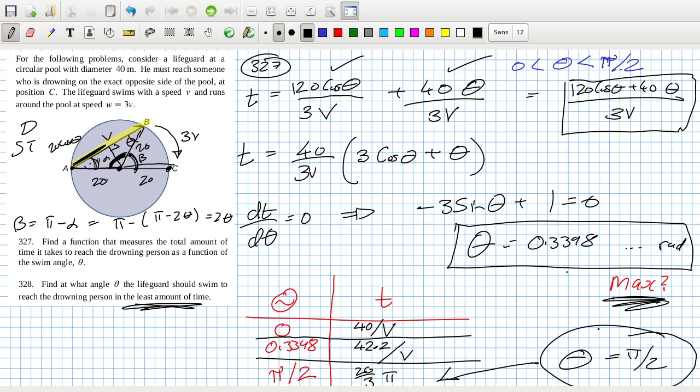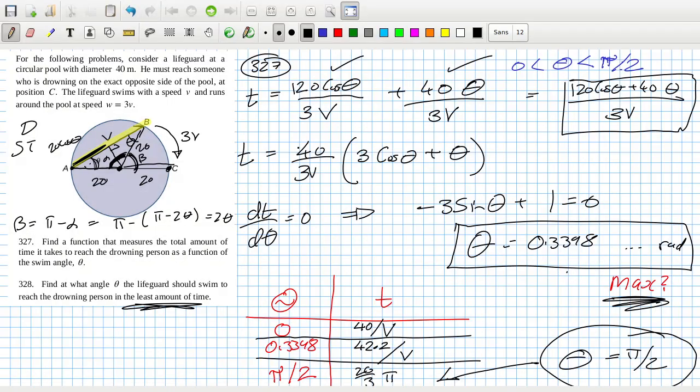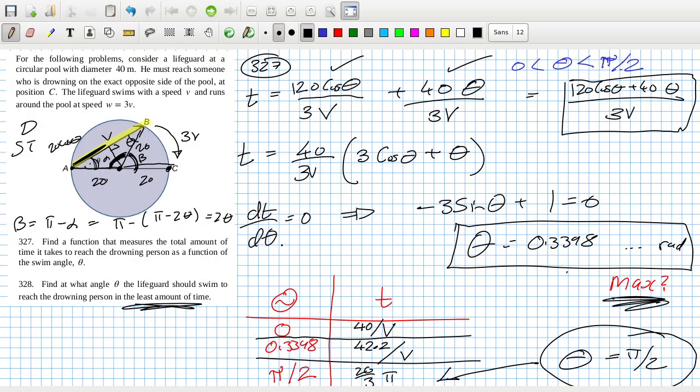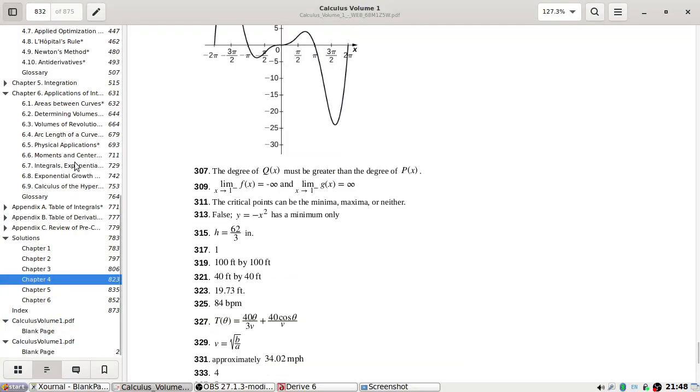Interesting question. And you can see it on the graph. When the theta is 0, we get this time here. As we increase the theta, we increase the time. And if we keep increasing the theta, the time starts to come back down. But we kind of have to restrict ourselves to here. So this one here, yeah. Good question. It makes me wonder if I should double check the last one.